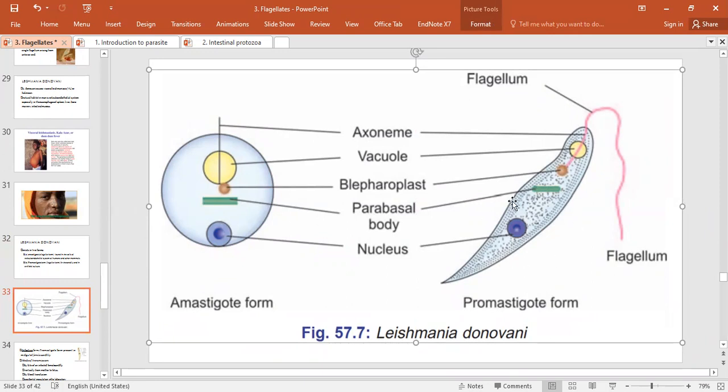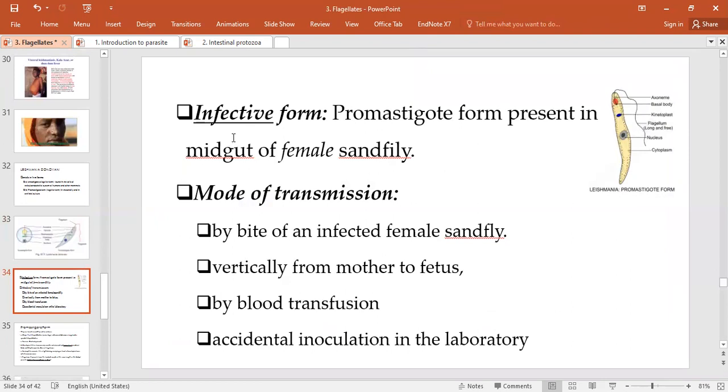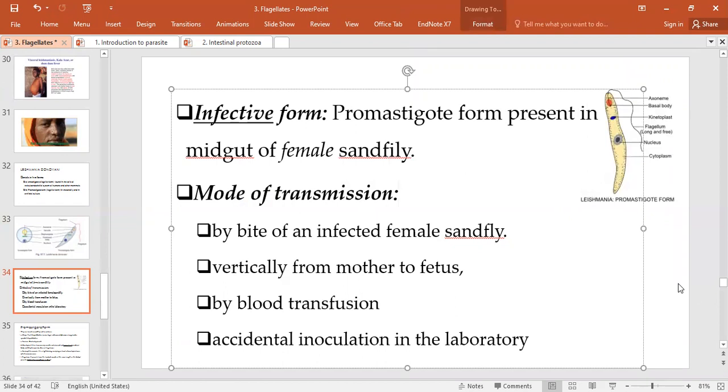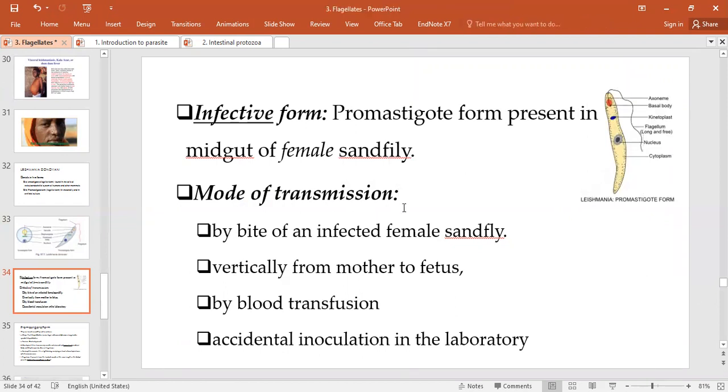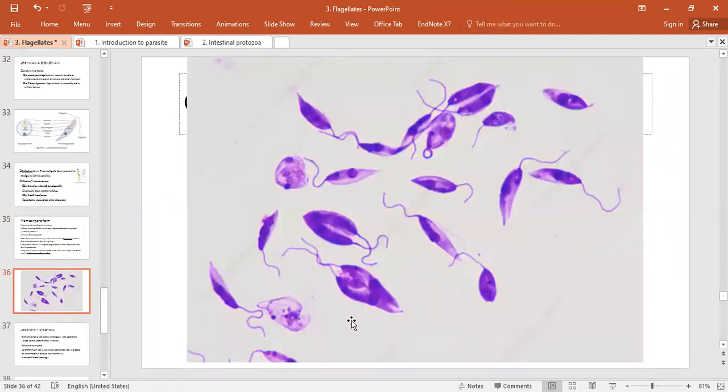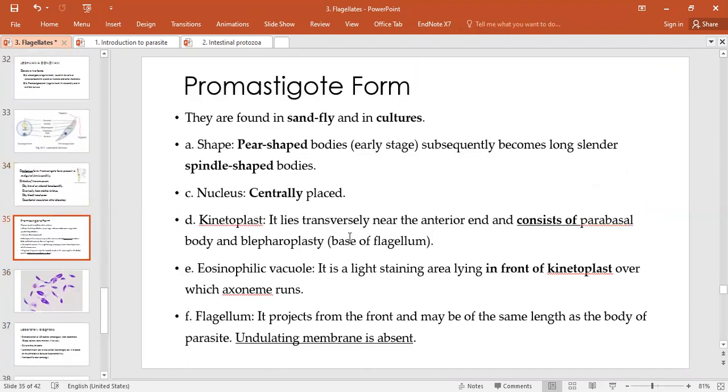So we get infected with this form, and then it enters the macrophage cell and turns into this. The infective form is the promastigote form present in the midgut of the female sandfly. It is transmitted to us by the bite of the female sandfly, or vertically from mother to fetus, or rarely by blood transfusion or accidental inoculation in a laboratory.